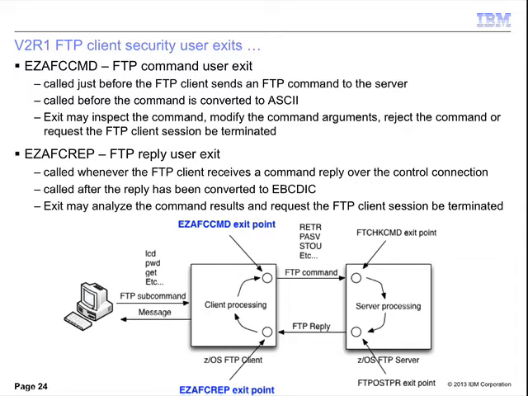There's a second exit point that you see at the bottom, the reply exit, EZAFCREP. And it's a little more limited. All it's basically going to do is get driven with the reply lines coming back from the server, and it can look at the replies coming back and see if there's anything in there that's significant enough of concern that it would want to cause the client to be terminated. But taken together, these are a fairly powerful capability.